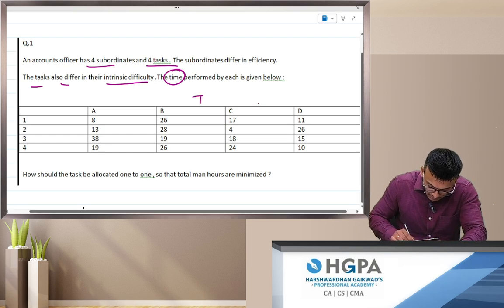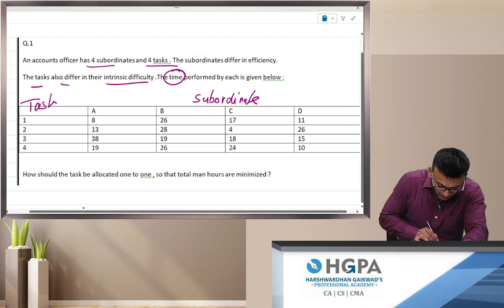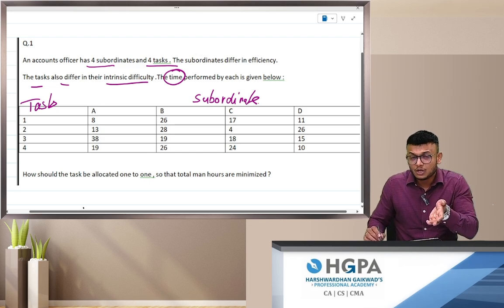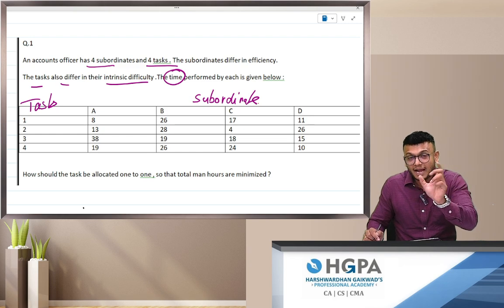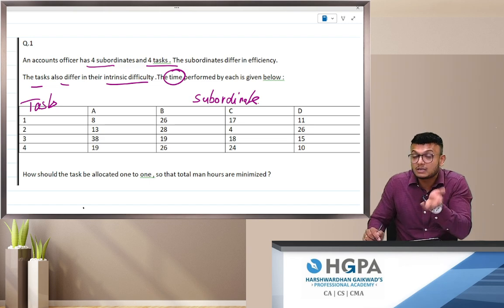So boss, this is your subordinate. This is your subordinate. And this is your task. So you have 4 subordinates, A, B, C, D, and you have 4 tasks, 1, 2, 3, 4. So you need to prepare an assignment schedule where you will allocate one to one, so that the total time is minimized. By what method? Hungarian method.